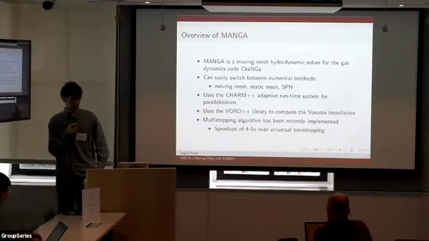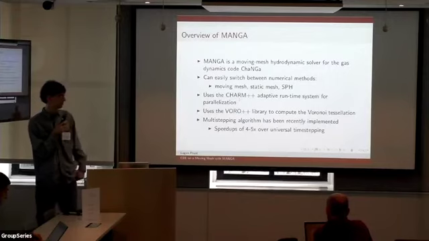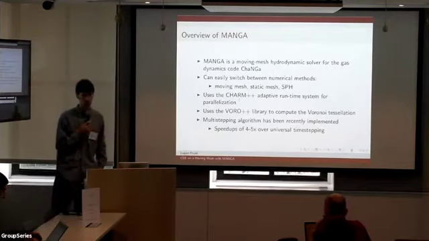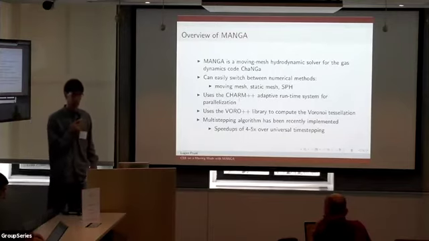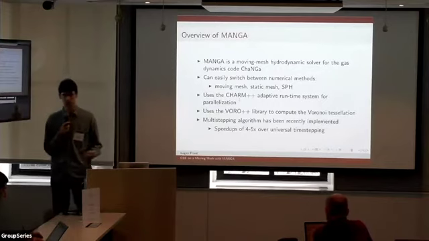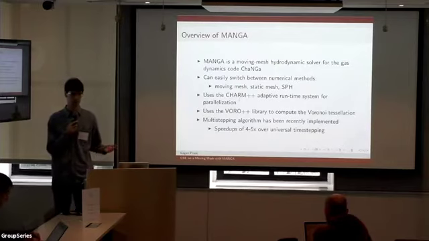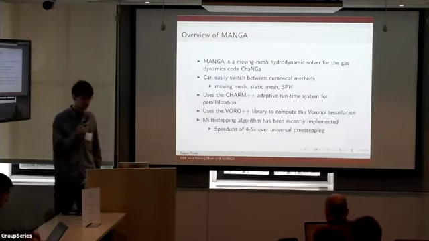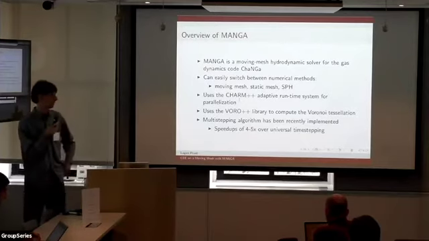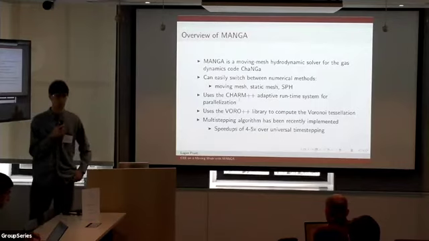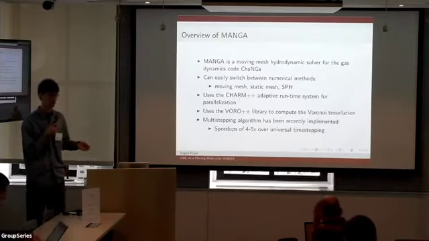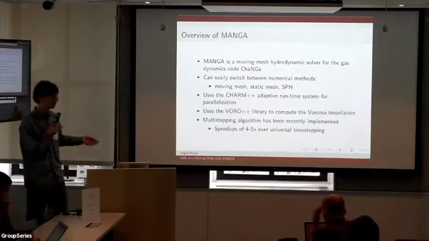For parallelization, it uses the Charm++ language, which allows it to be very scalable. And for computing the Voronoi mesh, it uses the Voro++ libraries, which allows it to directly compute the Voronoi tessellation from the mesh generating points, rather than first computing the Delaunay tessellation and then computing the Voronoi mesh from that. We've also recently developed a multi-stepping algorithm that offers speedups of 4 to 5 times over universal time stepping, which is nice because you want the code to run on a time scale that's less than the time scale of your PhD.